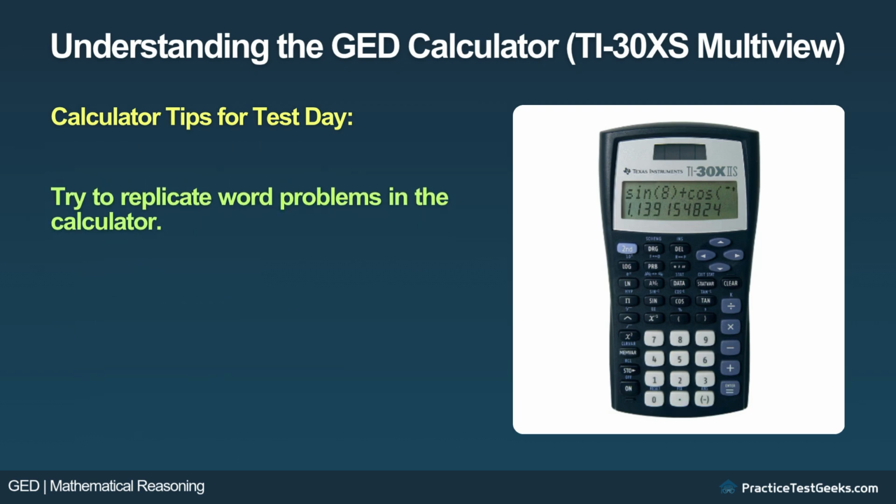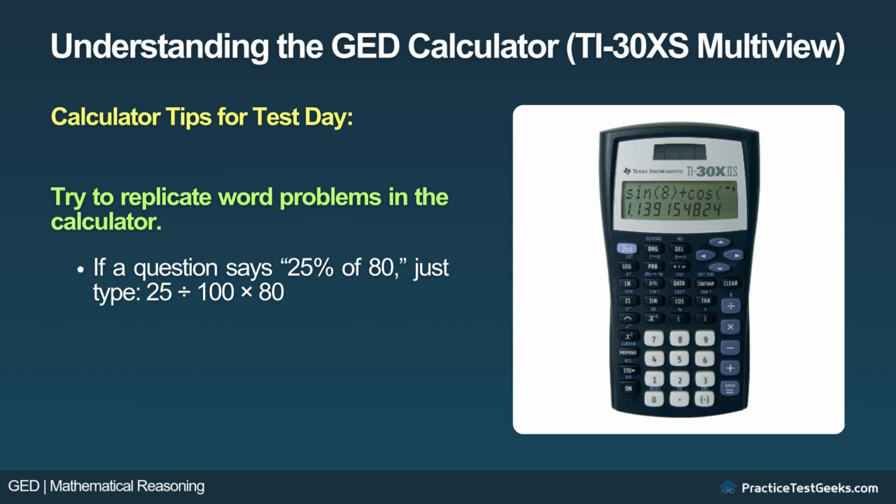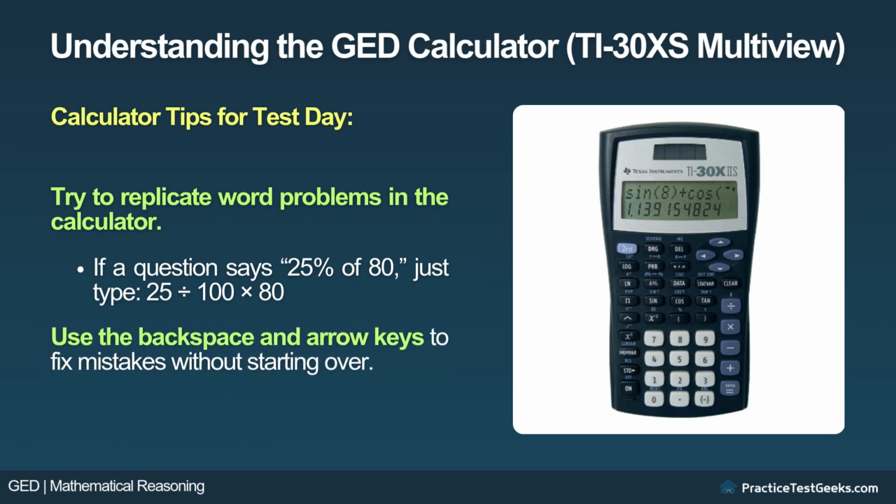Translate word problems into calculator steps. For example, if it says 25% of 80, enter 25 divided by 100, then multiply by 80. If you make a mistake, use the arrow and backspace keys to fix it. No need to start over. The more familiar you are with the calculator, the more confident you'll feel solving real problems on the GED.